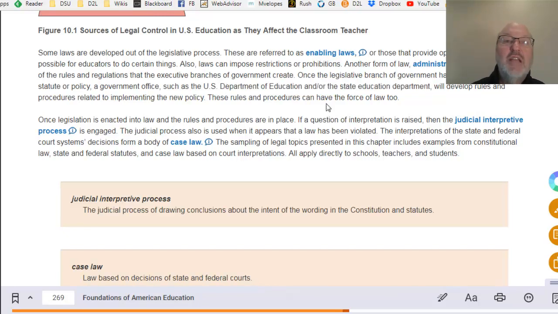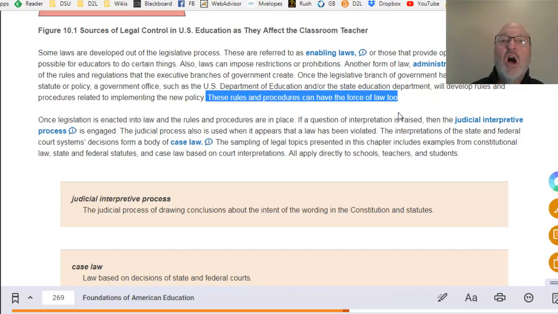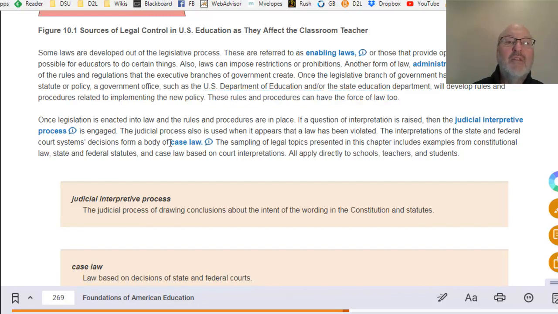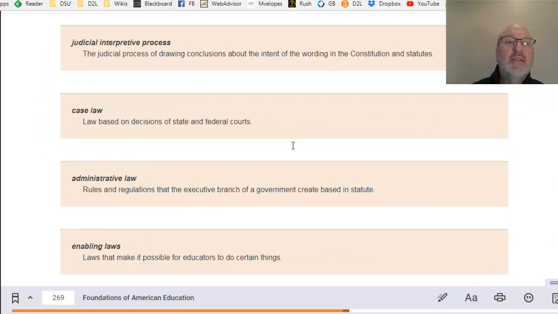Okay, and that's what she said here: those rules and procedures have the same force of law as an unelected body gets to interpret them. So once it's enacted into law, the rules and procedures are in place, and if they come under question, then it goes to the judicial process. Judicial process is also used when it appears the law has been violated. The interpretation of state and federal laws forms a body of case law. And that's what you have here.